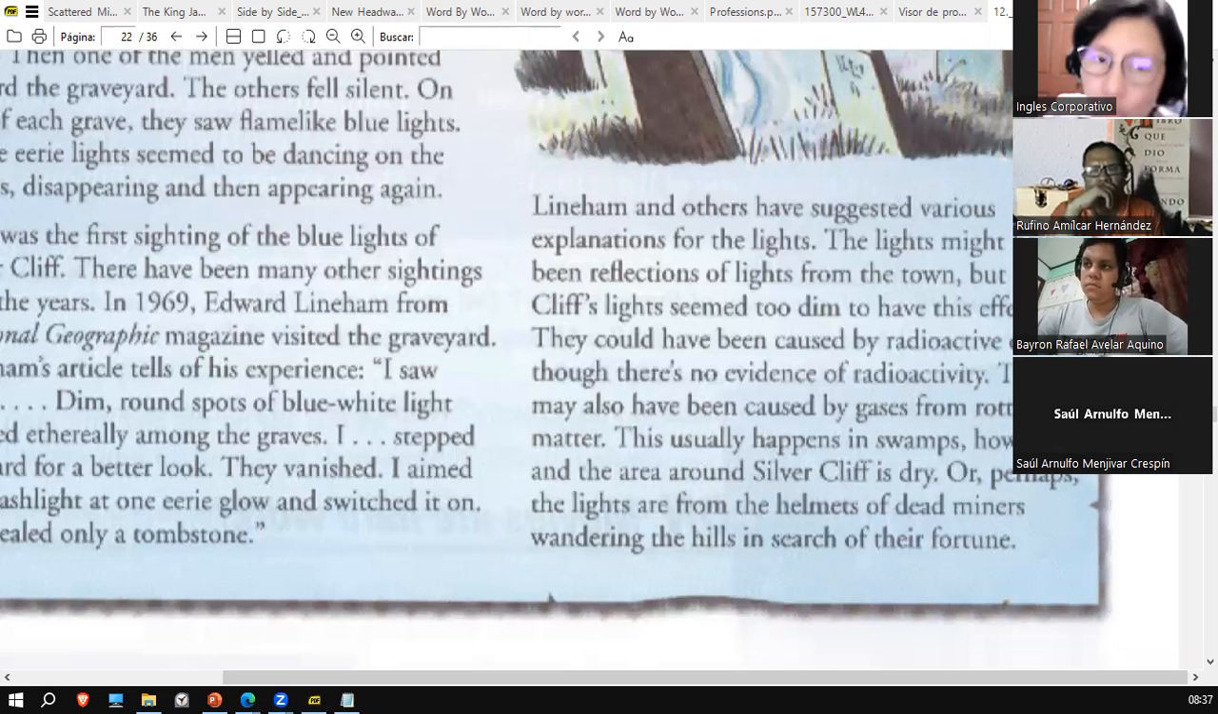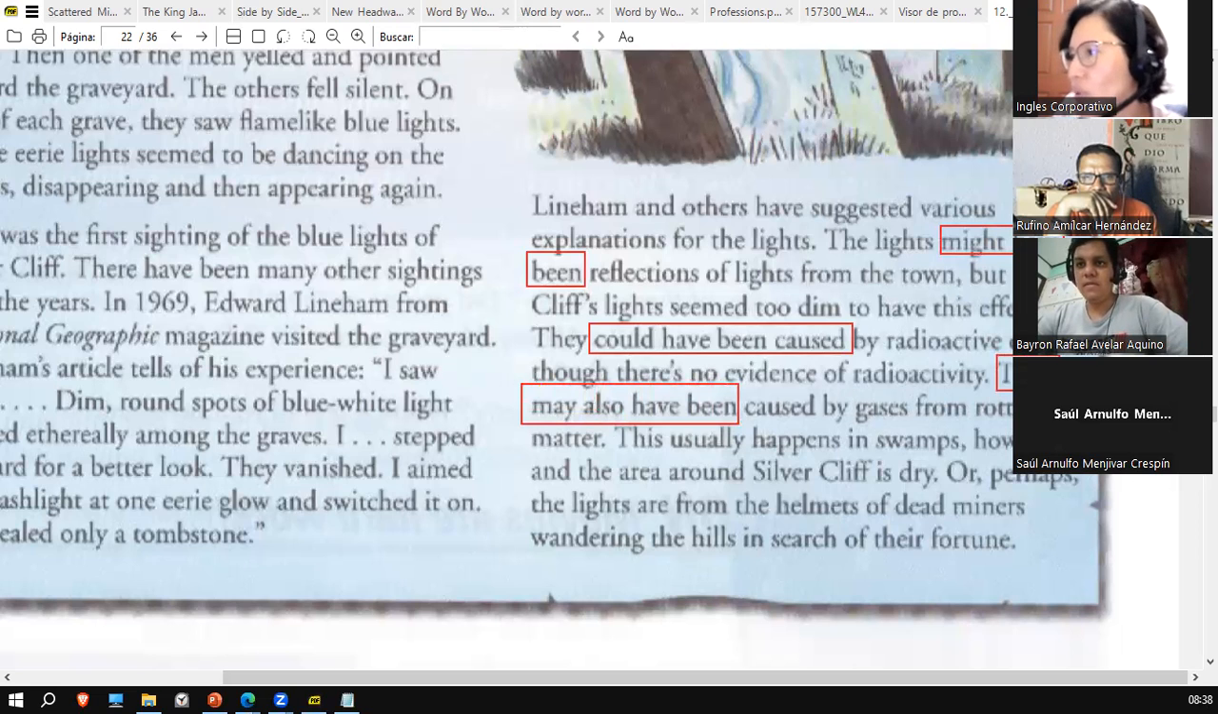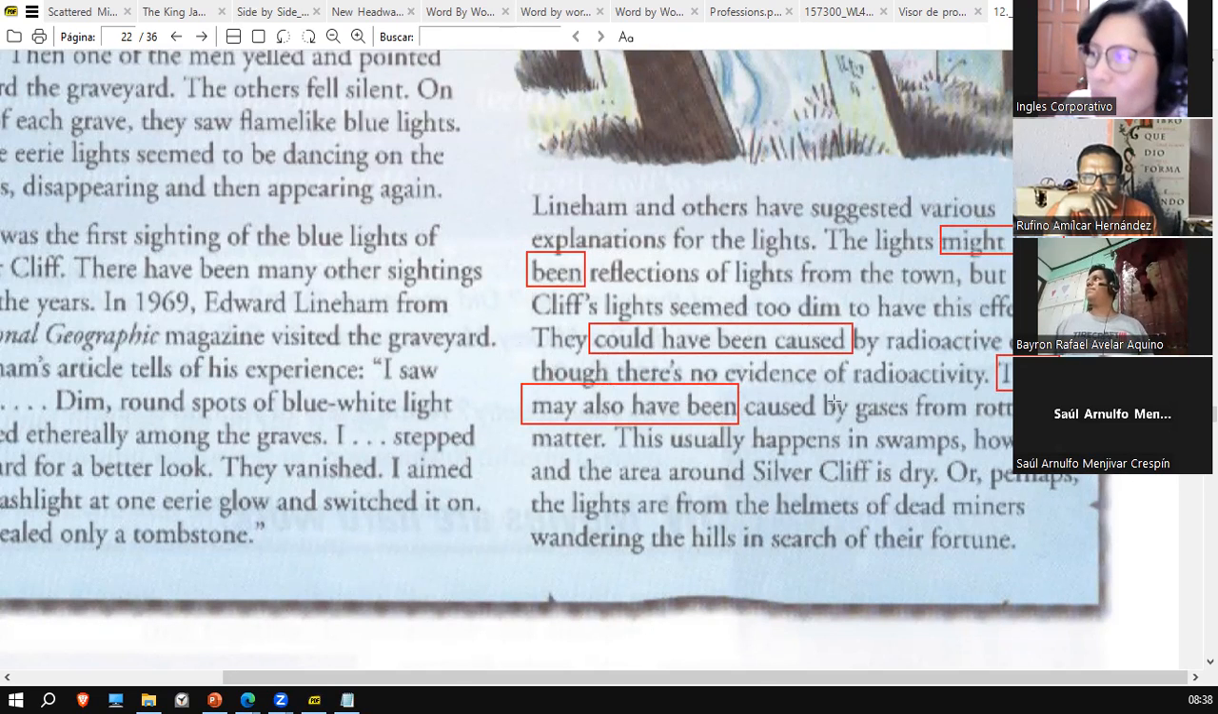Miren, look. Estos contextos en donde nosotros pues no sabemos o no estamos 100% seguros, we're not 100% sure, is when we use past modals for certainty. ¿Cómo así, Marce? Vaya. Look at this. The lights might have been reflections of lights from the town, but Silver Cliff's lights seem too dim to have this effect. They could have been caused by radioactive ore, right? They may also have been caused by gases from rotting matter, right? Or perhaps the lights from the helmets of dead miners, and then it continues, okay? As you can see, aquí tenemos las estructuras que acabamos de ver, right, in the reading.